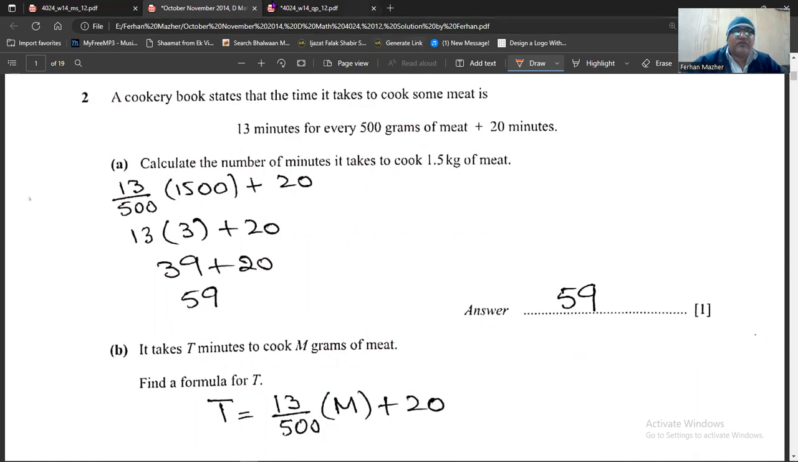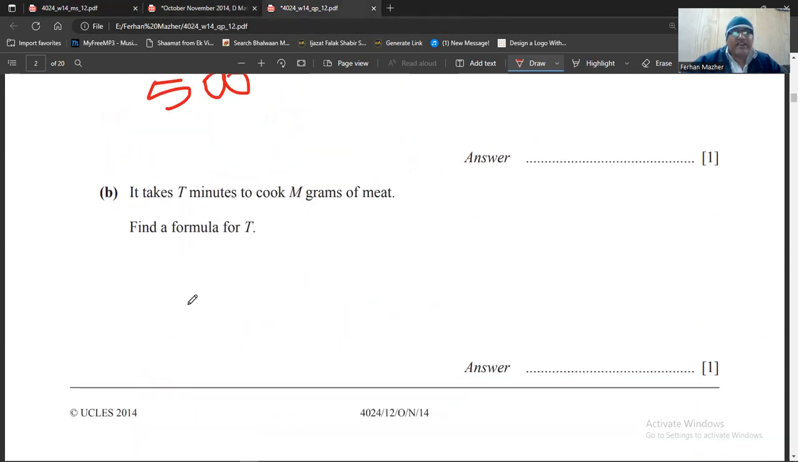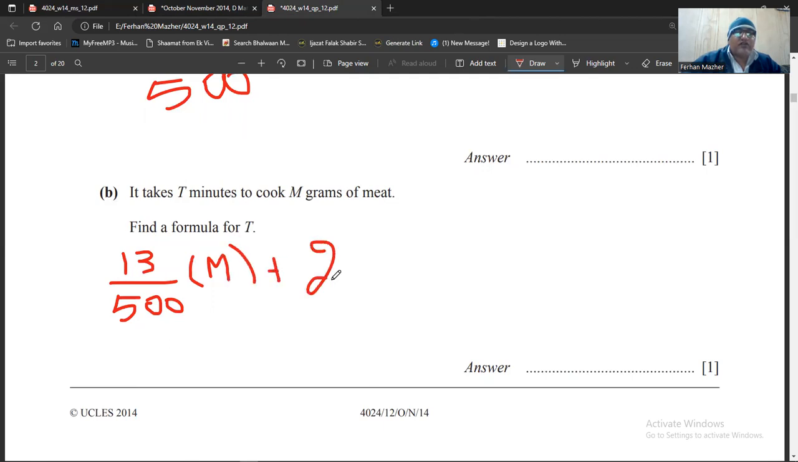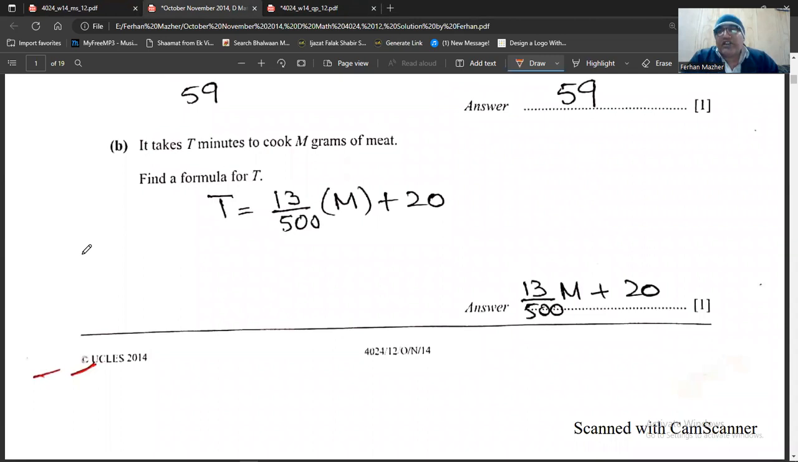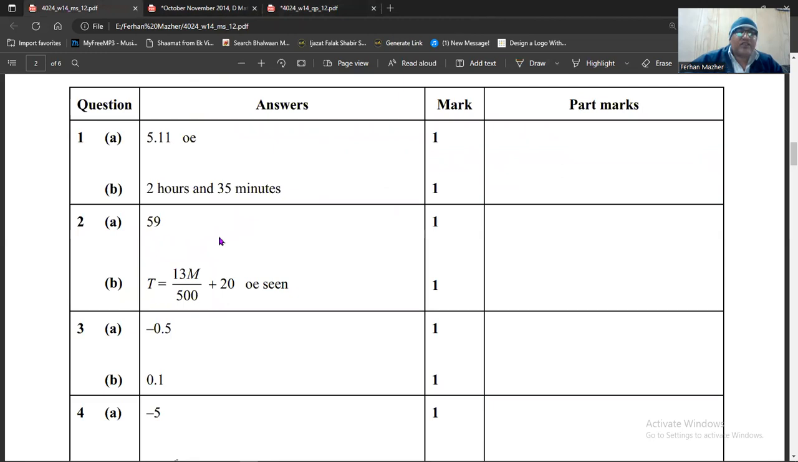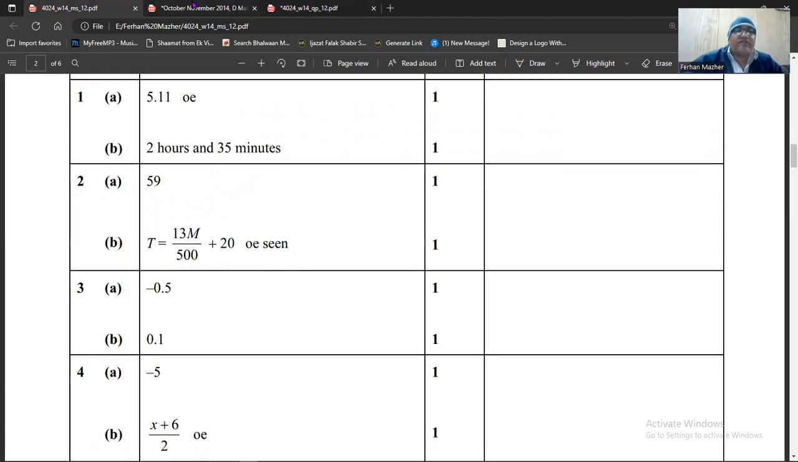This is the solution. Then the next question is, it takes time t minutes to cook m grams of the meat. Find the formula. So for 500 grams, it takes 13 minutes. So for m grams, it will take 13 by 500 into m, plus the 20 minutes which are required. So this will be the formula. On your screen, T is equal to 13 by 500 into m plus 20. Let's check, is the answer right? 13m by 500 plus 20. So our answer is right.